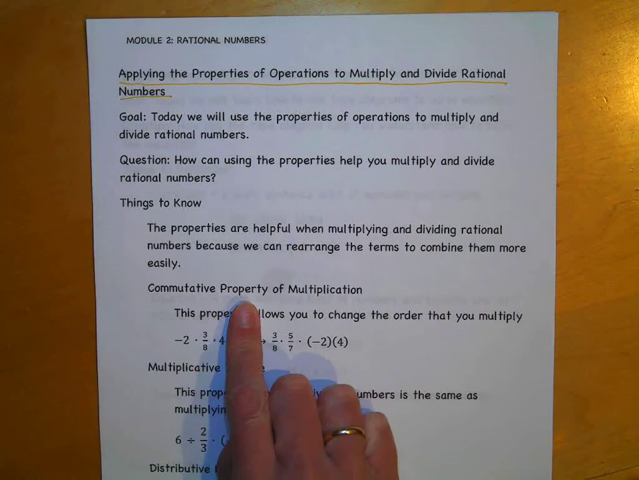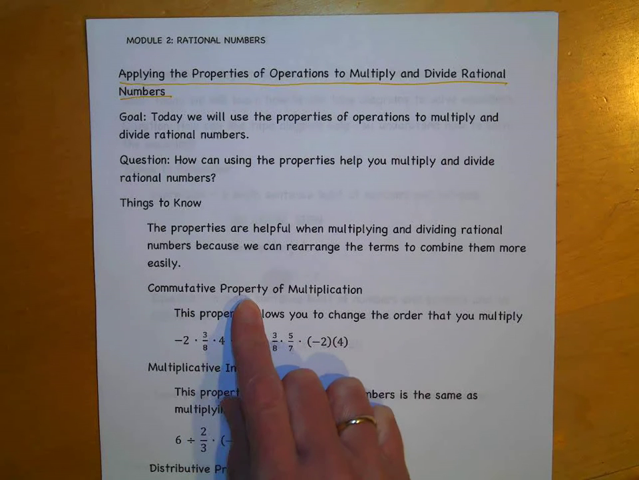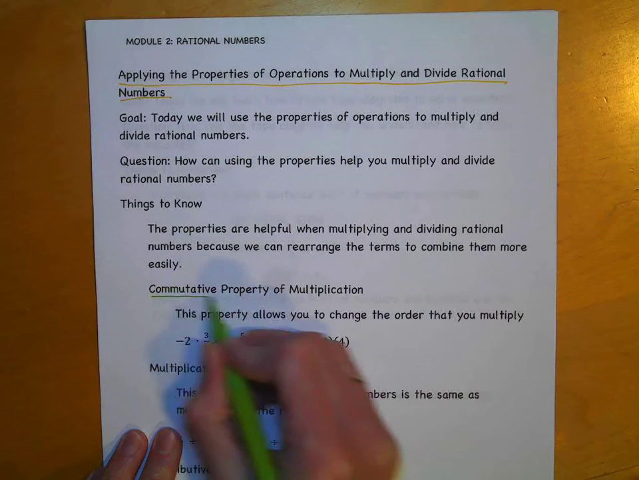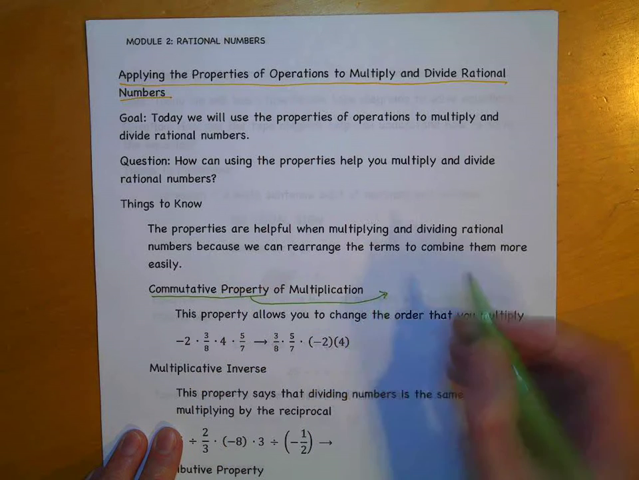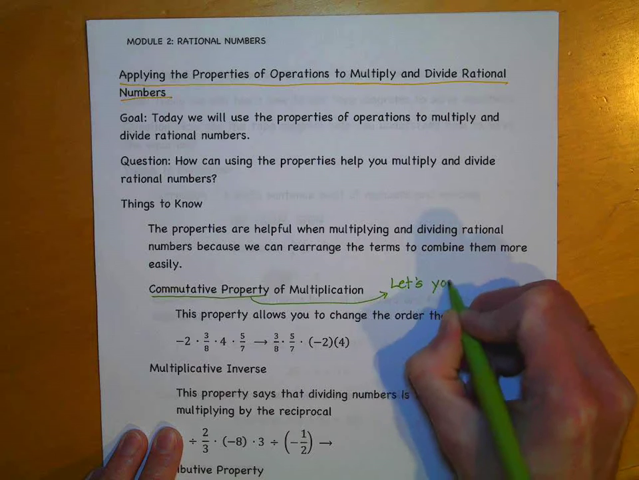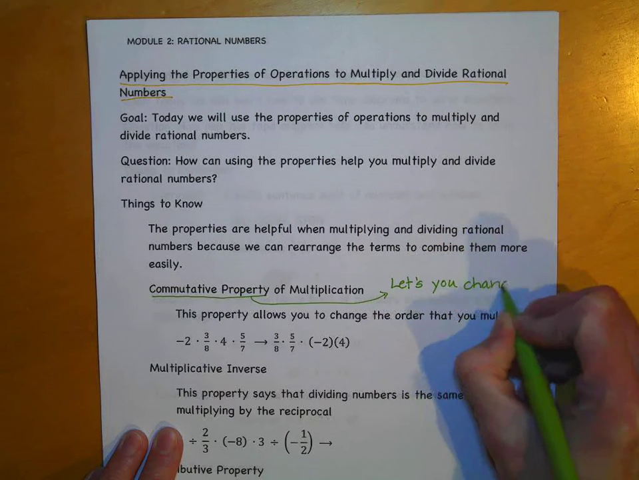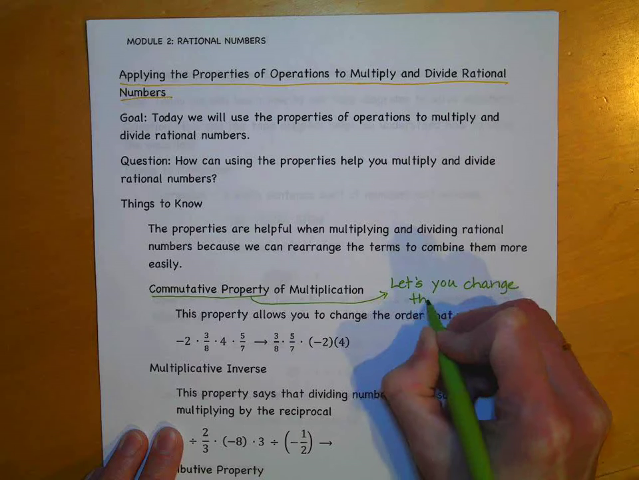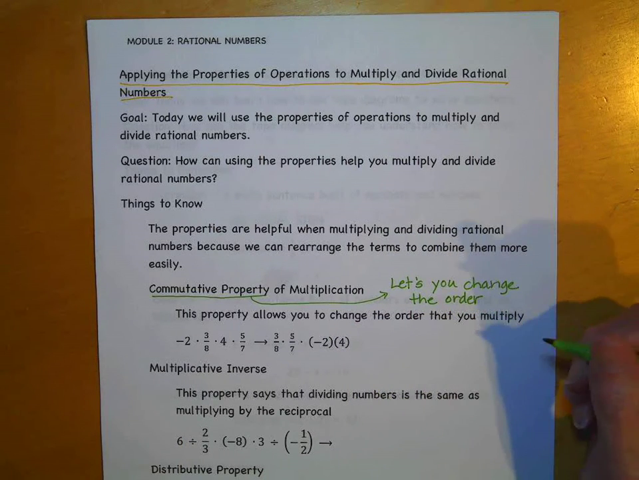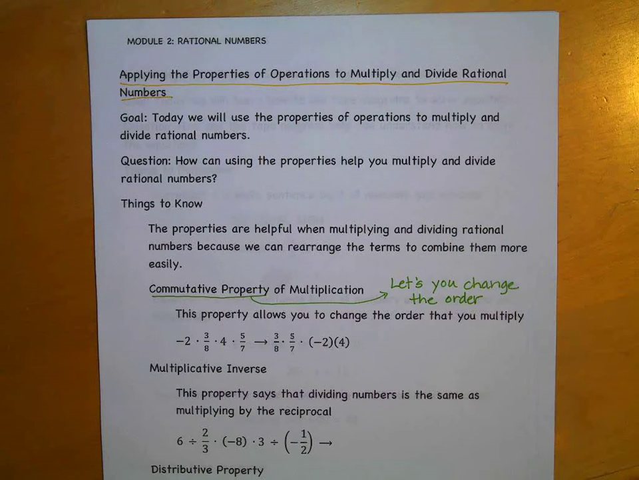The commutative property is the property in multiplication that allows you to change the order. So the commutative property is the property that lets you change the order of the operations. This property allows you to change the order that you multiply.